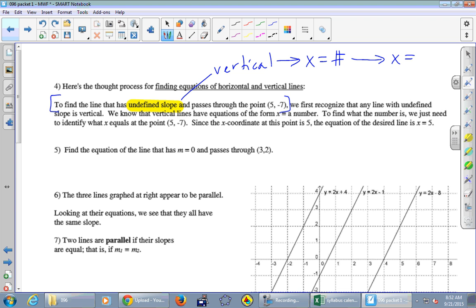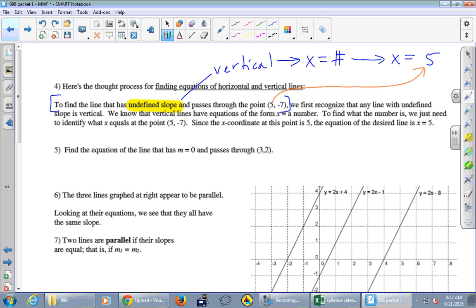Well, at the point 5, -7, how much is the x? It's 5, right? At that point, the x is 5. So at every point on this vertical line, the x had better be 5. And that's the answer to this problem. We just grab it from here. That -7 is completely irrelevant. We just need to train our brains to ignore it. So x equals 5 is the equation of the line that has undefined slope and goes through the point 5, -7.